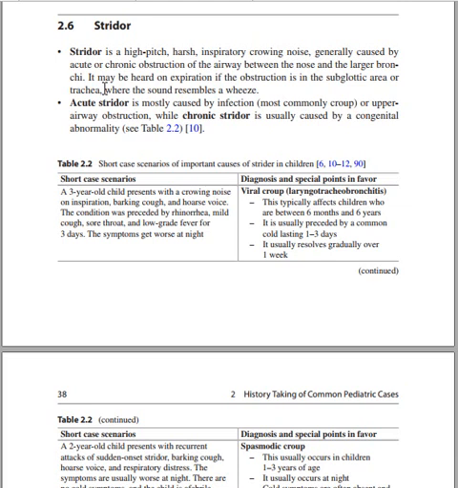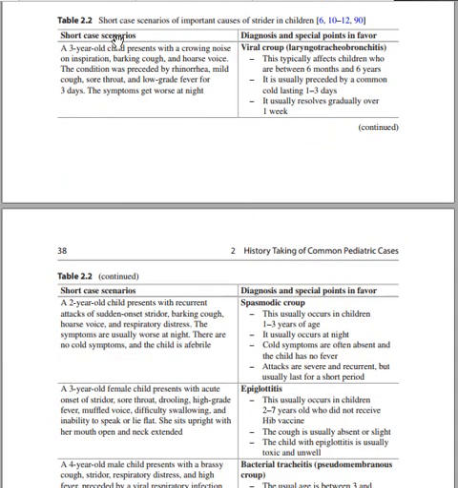So let's take an example of a stridor. If I make this sound, it's a stridor. So that is a stridor. A stridor is a high pitch, harsh inspiratory crowing sound caused by obstruction in the upper respiratory tract. Are you getting it? It can be divided into acute and chronic stridor. Acute stridor is mostly caused by infection, most commonly croup, or upper airway obstruction, and chronic stridor is congenital abnormality. So now we have a short case scenario.